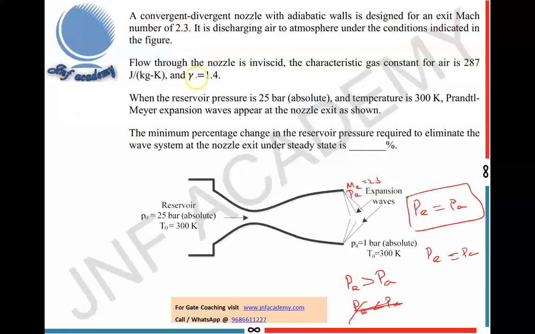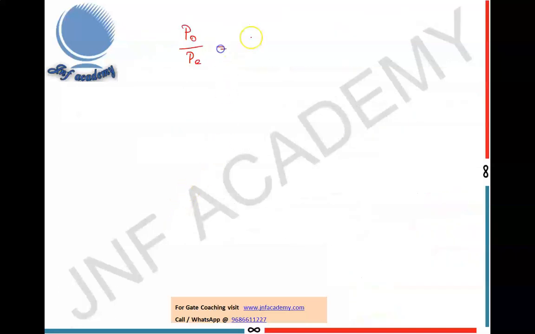So basically, the flow inside the nozzle is an isentropic process, so we are free to use the isentropic relationships. In that, P naught by P exit, where P naught is the inlet (stagnation) pressure, is equal to 1 plus gamma minus 1 by 2 into M exit, the whole squared, whole power gamma by gamma minus 1.